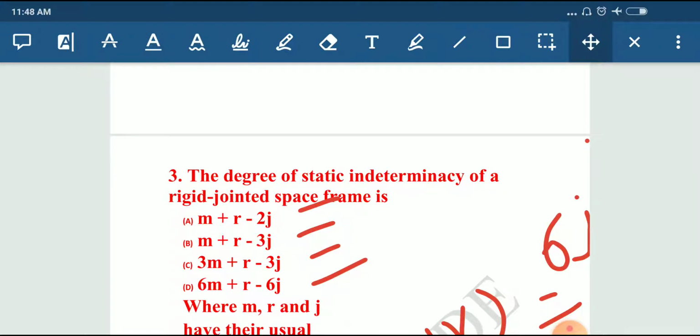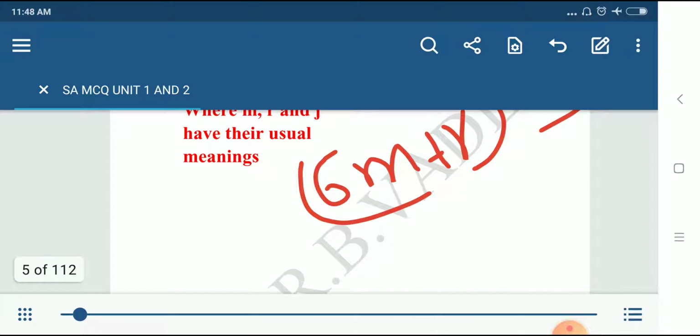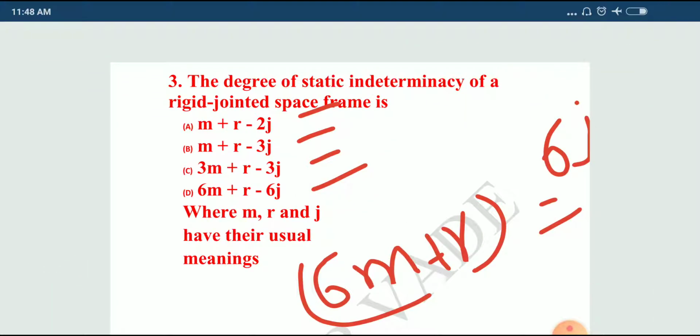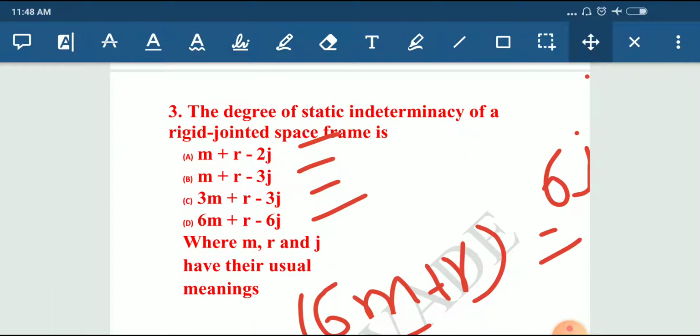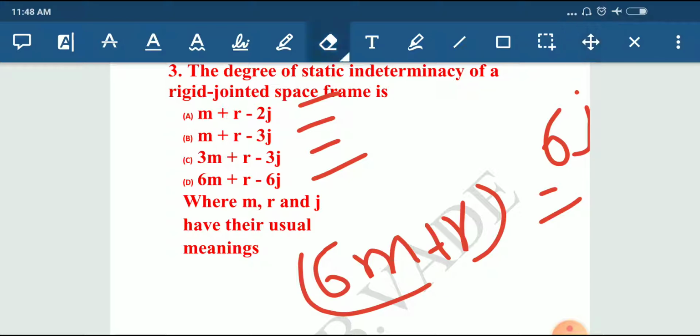For this question, the correct answer is D. D is the correct answer for this question. Okay, we'll move to the next question.